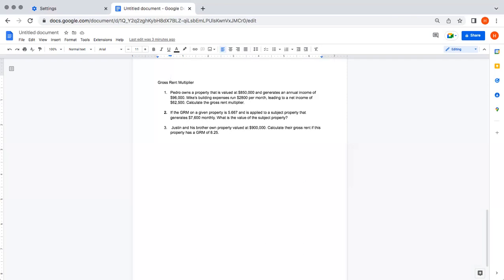So the first question that you're being asked is going to say, hey, calculate this gross rent multiplier, right? And again, this was a layered question because you don't account for expenses in a gross rent multiplier. It says Pedro owns a property that is valued at $850,000 and generates an annual income of $96,000. It should have said Pedro's building expense there. My bad, I'm going to change that. Pedro's building expense is $228 per month, leading to a net operating income of $62,500. Calculate the gross rent multiplier.